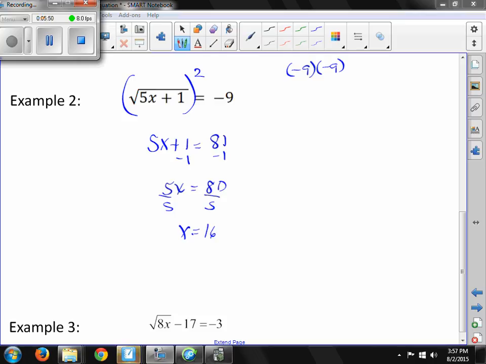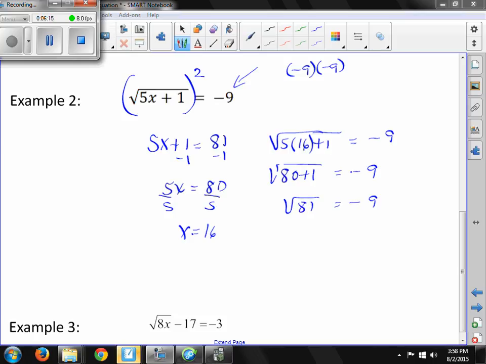Now let's check and make sure that we haven't introduced an extraneous root. Sometimes when you square a negative, that happens. So we have the square root of 5 times 16 plus 1 is equal to negative 9. Or we have the square root of 80 plus 1 is equal to negative 9. Or we have the square root of 81, which is equal to negative 9. But the square root of 81 is 9, and 9 is not equal to negative 9. We have introduced an extraneous root, and this problem actually will have no solution.